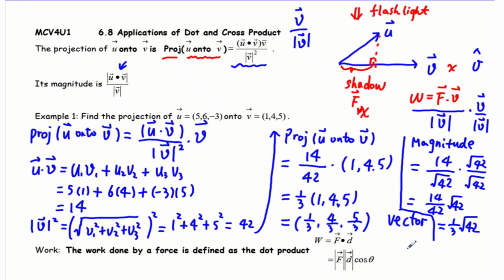So this is the magnitude. This example 1 didn't ask you for the magnitude. I just want to show you. If you want to find the magnitude, you don't have to multiply by the vector v. We just need to take the square root of the magnitude.